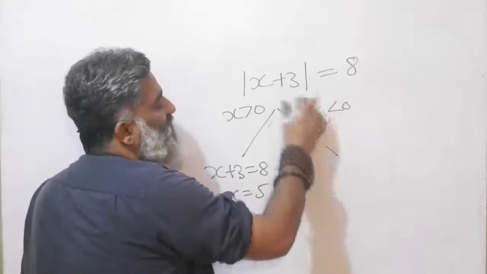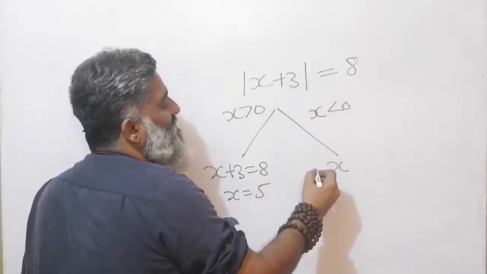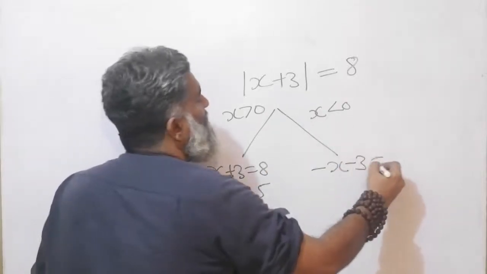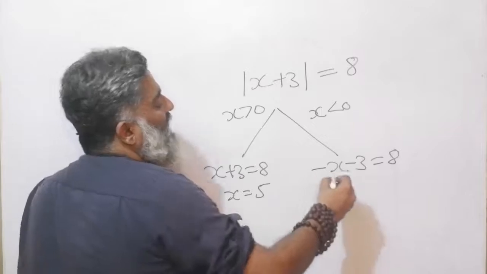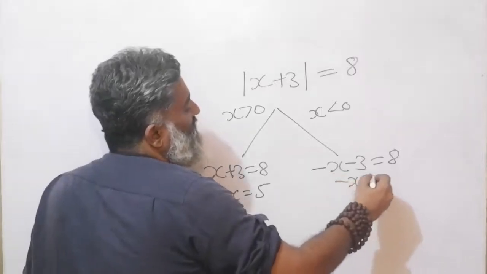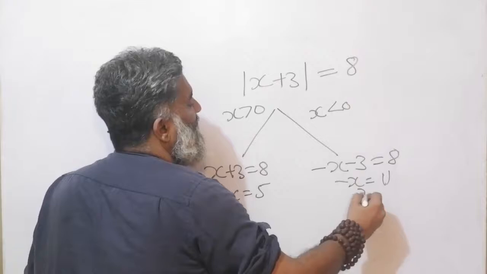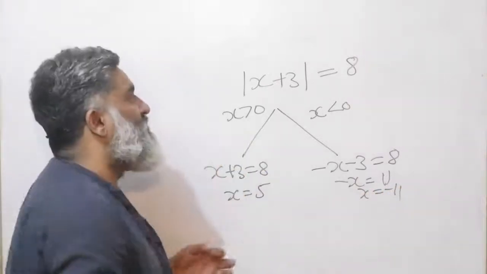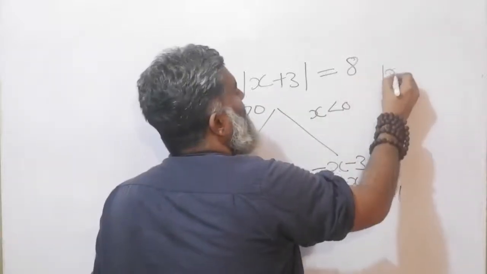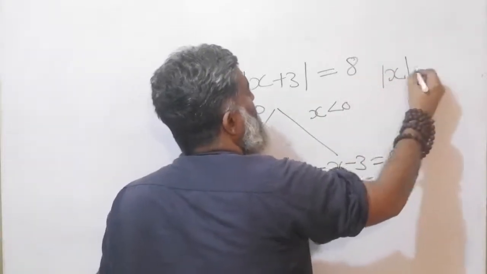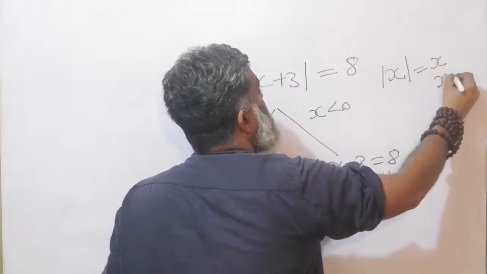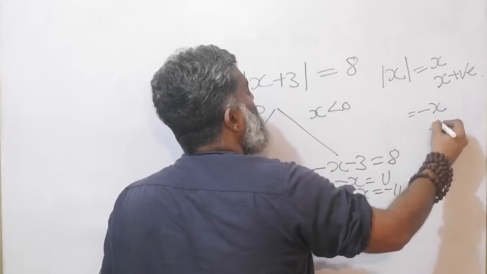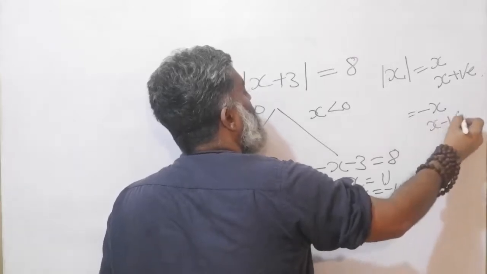And when it is less than 0, you will just write it with a minus sign, so you will get a minus of x, and the plus also will become a minus of 3, and this is equal to 8. And so you will get minus x is equal to 11 and x is equal to minus 11. But there is a little glitch in the process. Remember, when you look at the definition, it says mod of x is equal to x when x is positive, right? Or vice versa, it is minus x when x is negative.